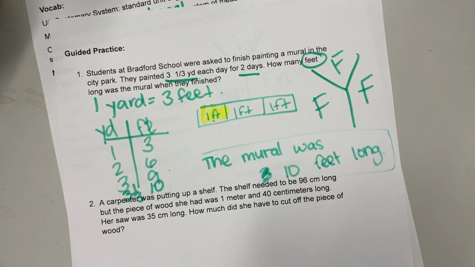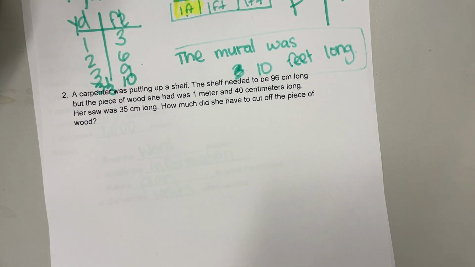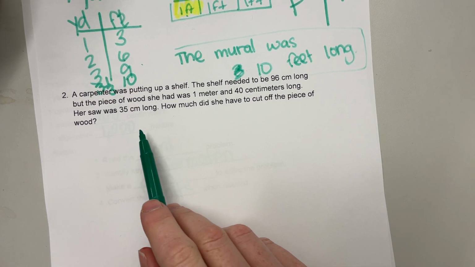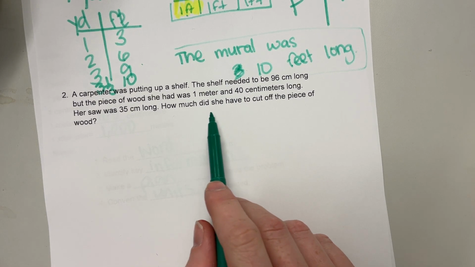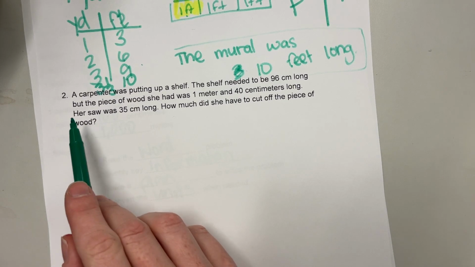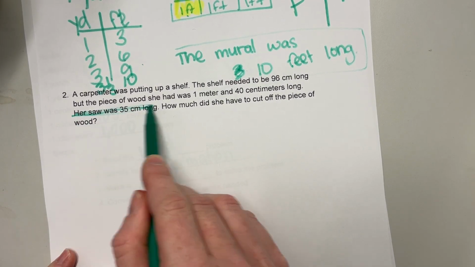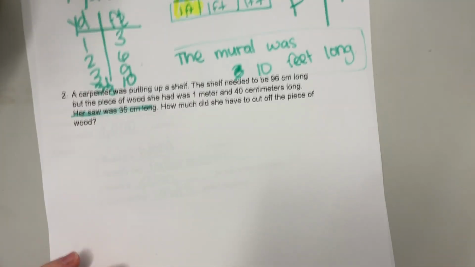Okay, we have one more problem that we're gonna do together. That one says, a carpenter was putting up a shelf. The shelf needed to be 96 centimeters long, but the piece of wood she had was 1 meter and 40 centimeters long. Her saw was 35 centimeters long. How much did she have to cut off the piece of wood? I know something in here that's not important at all, knowing how long her saw was. That doesn't help us with the problem, so I'm going to cross that off so we don't get confused.